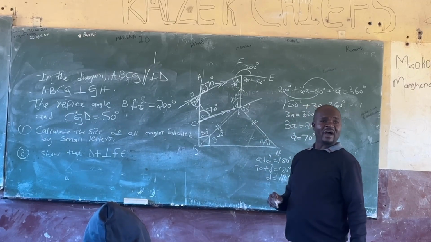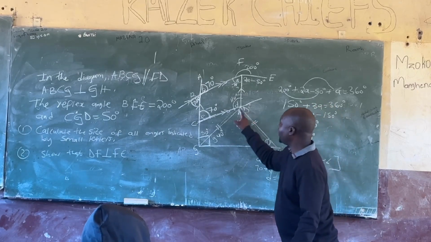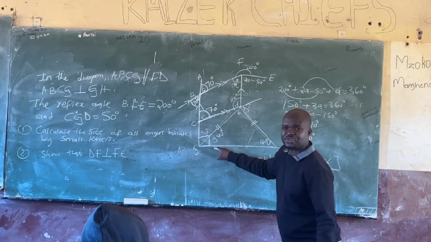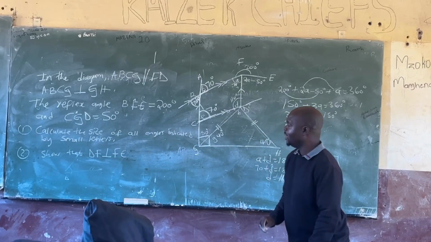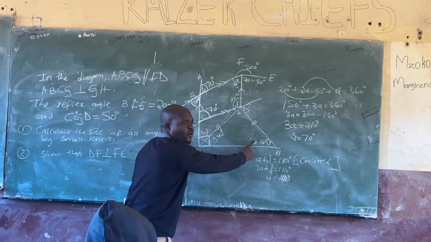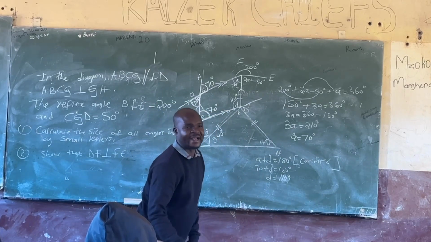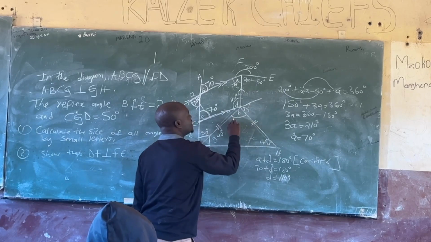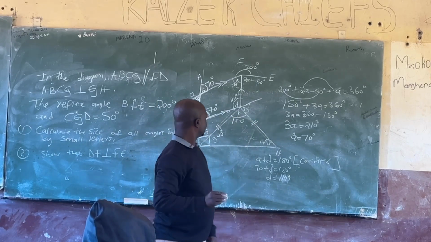And the sum of angles in a triangle equals 180. It means that you are going to say 180 minus 40 minus 40. You'll get 100. It means that my H is 100.